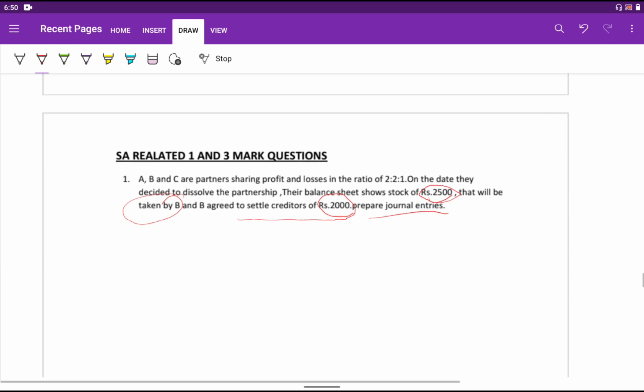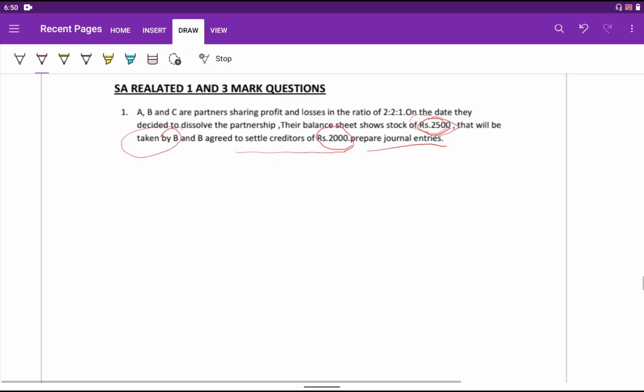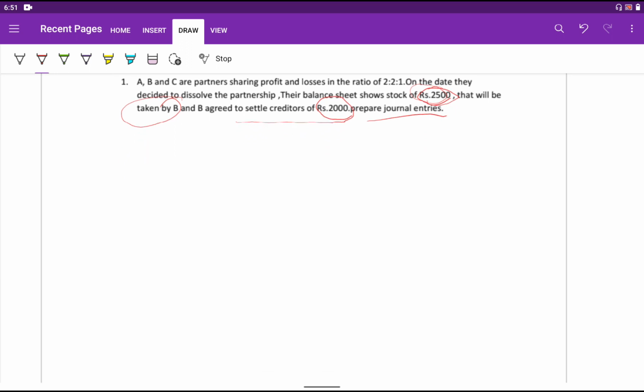Okay, stock in the balance sheet is 2500, and that will be taken by B, and he agreed to settle creditors of rupees 2000. So what is the journal entry? We already wrote journal entries for these two. So actually what is the journal entry at the time of stock taken by B? B's capital account debtor to realization, 2500 and 2500.